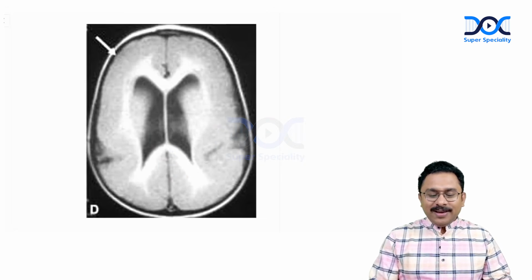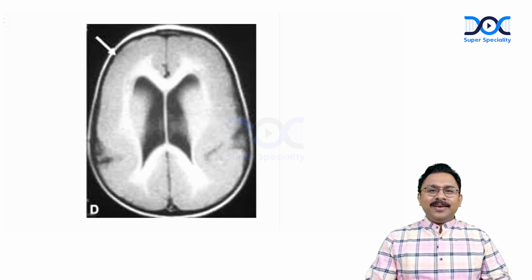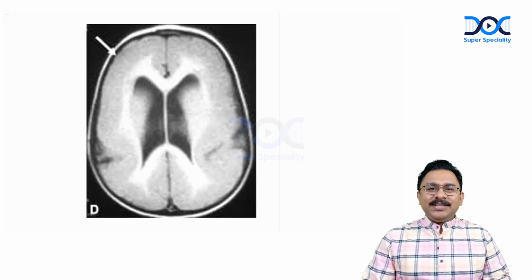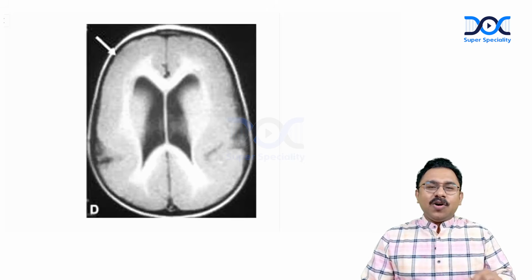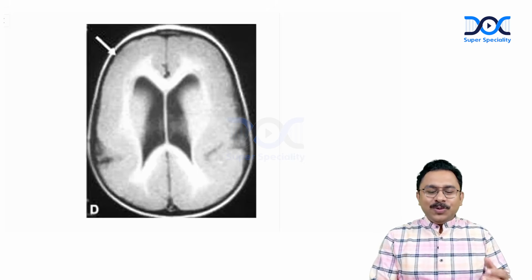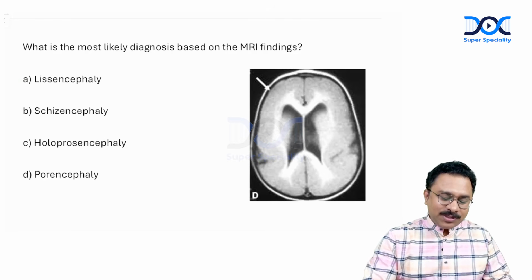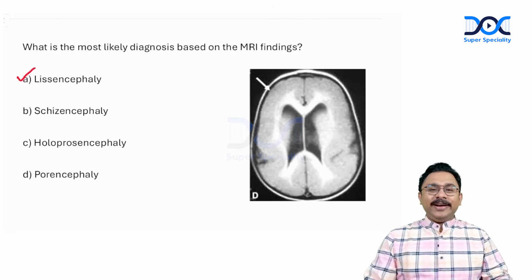So when you look at the imaging, please note the arrow as well. Are you all able to appreciate a very smooth brain surface? Number one. Number two, are you all able to appreciate thickened cortex? So based on these two findings, what do you think is the most likely diagnosis? This is most likely to be lissencephaly.